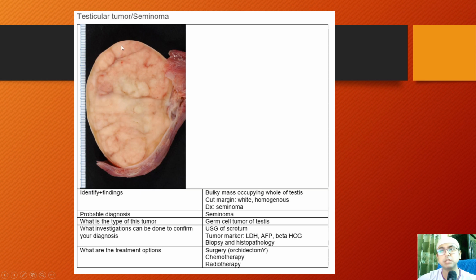That is surgery, orchidectomy by the inguinal approach. You must not go through the scrotal approach, because during extraction of the tumor, some tumor tissue may be left over in the scrotal wall, and secondarily a tumor can arise in the scrotal wall. That's why we perform the incision in the inguinal region to remove the testis, followed by chemotherapy and radiotherapy also.